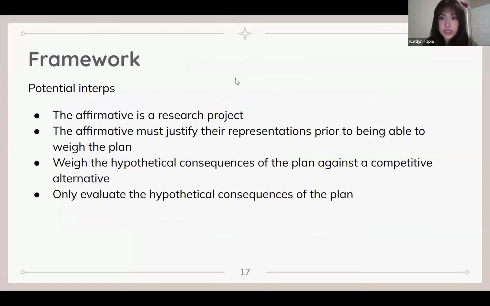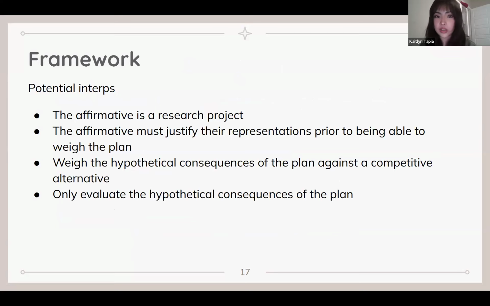Okay, let's go over the potential interpretations. And so with any theory shell, right, the first thing that comes is the interpretation, which is your kind of rule or standard for what debate ought to look like. So I have 4 examples here. First is that the affirmative is a research project, right? This one is a little bit more broad and general, and it can have different subjective interpretations within that, right?